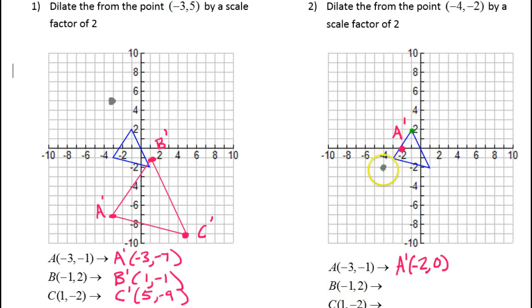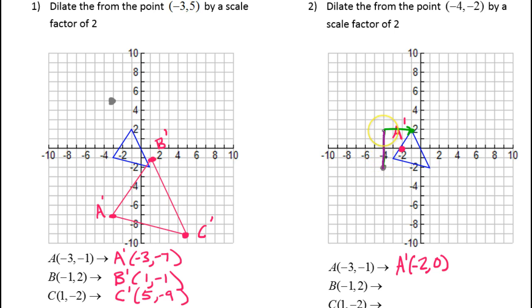If I wanted to travel from the center to point B, I would have to go up this many and over this many. So what did I just do? I went up 4 and over 3. So again, the scale factor is 2. So if I originally went up 4 and over 3, I'm going to have to go twice as far to get to B prime. So I will go up 8 and over 6.